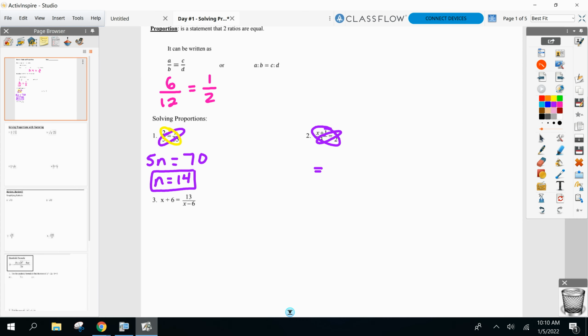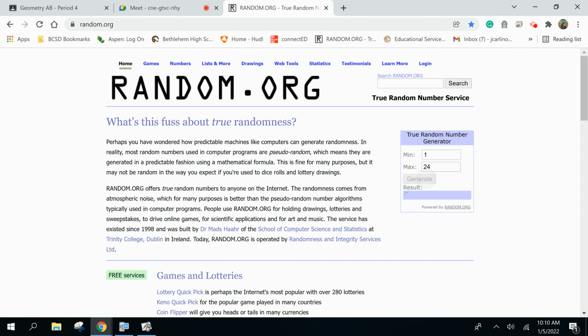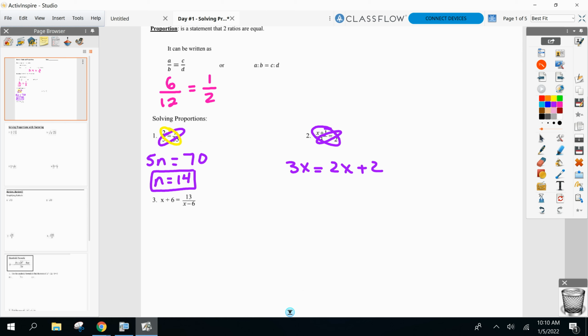3x equals 2x plus 6. Good. Make sure we distribute the 2, right? It's 2 times all of x plus 1. Any questions there? Solve it. Go ahead. Solve for x. Let me know when you get it. 17 when you're ready. There we go.